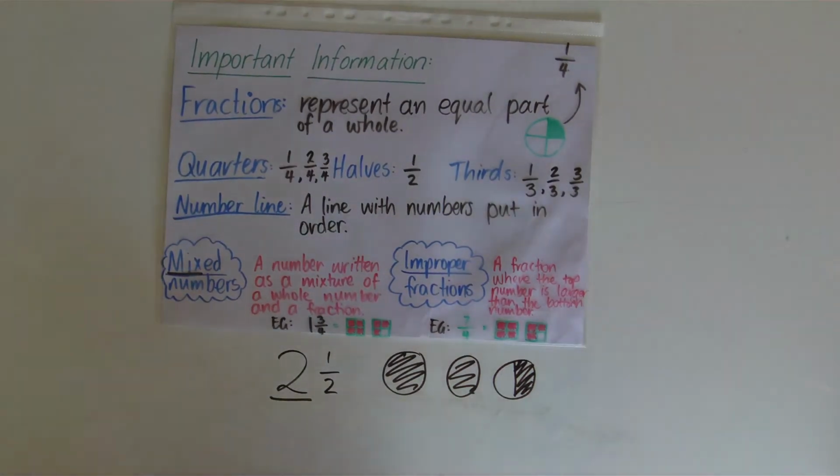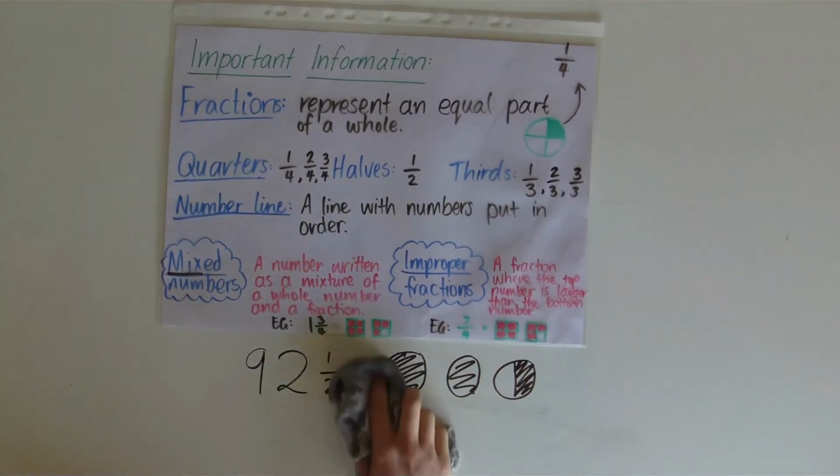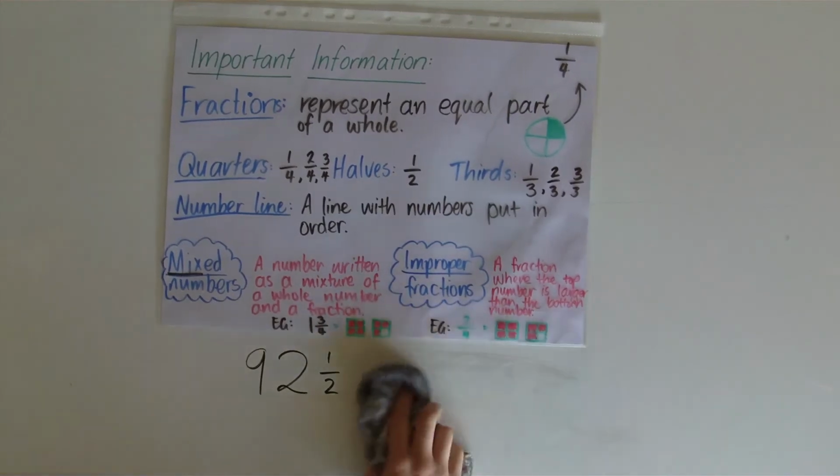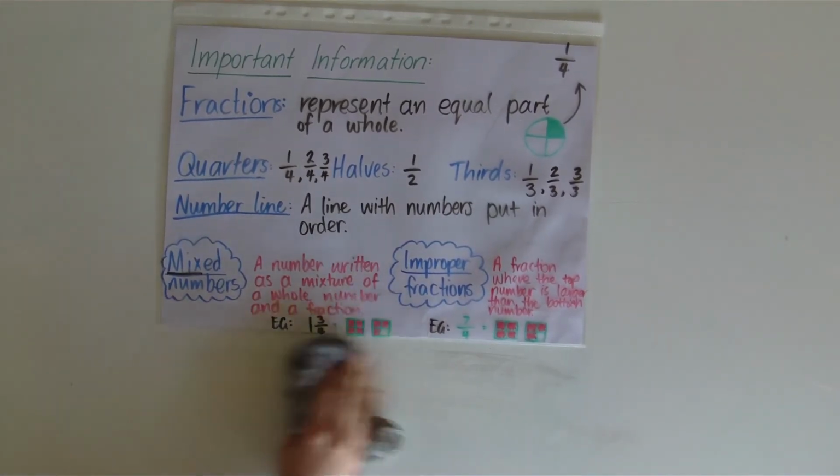Another example. Mixed numbers can also get quite large. You can have 92 and a half, and I won't have time to draw that many circles coloured in, so I'll just rub that one out.